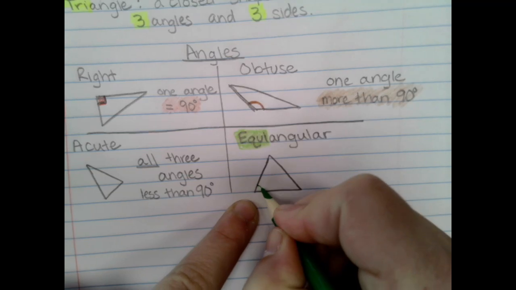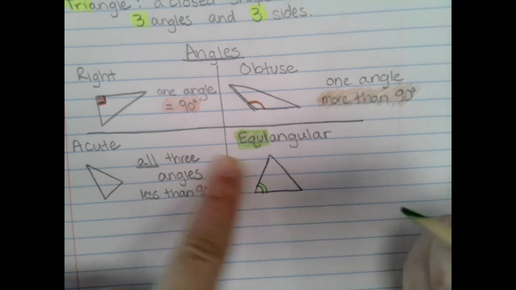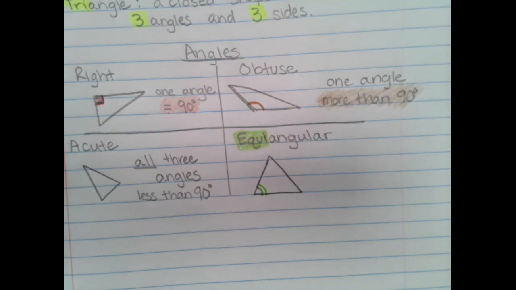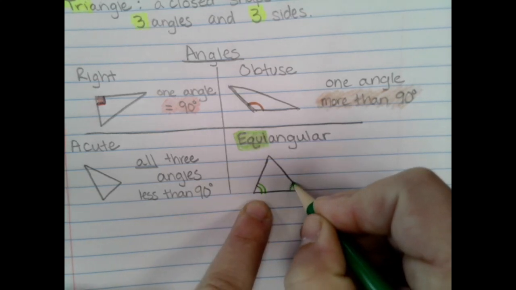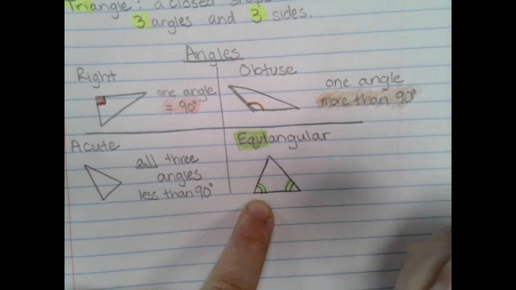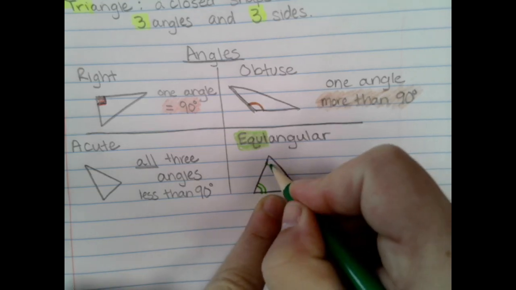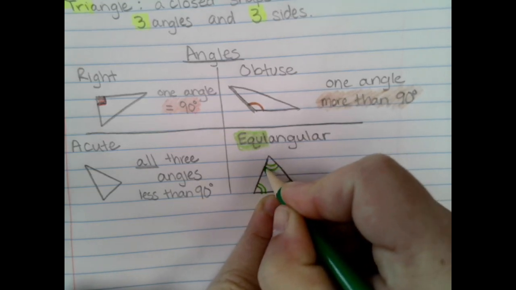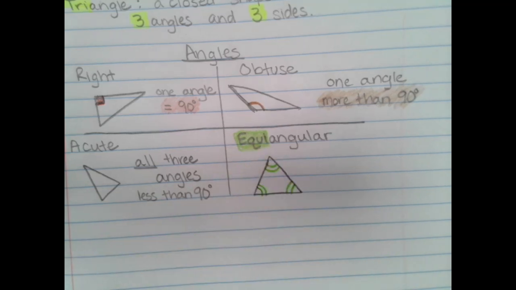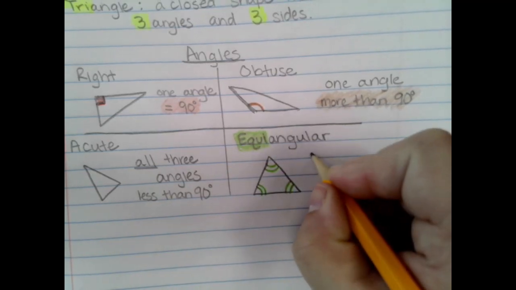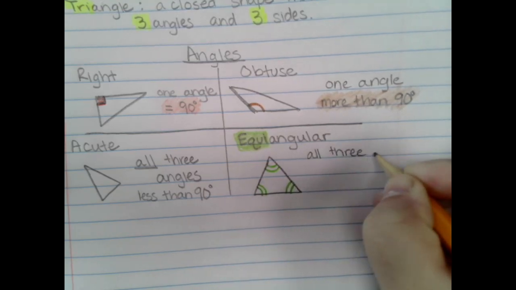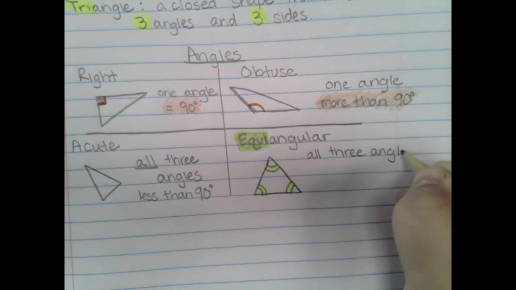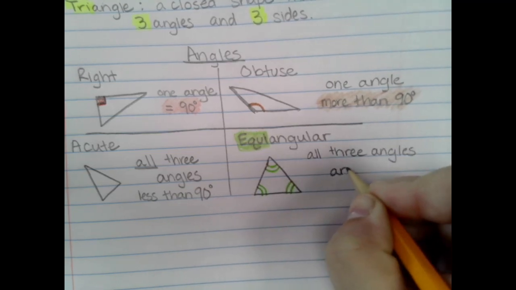So this angle, I did two arcs. I just like it when there's two arcs. It looks better than one, in my opinion. Okay, that one is the same as this one, which is the same as this one. So all three angles are equal.